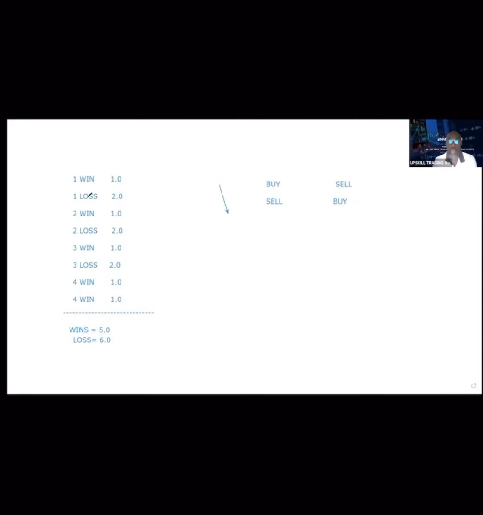But when I lose, I lose 2%. I lose too big, 2%, 2%, 2%. So at the end of 8 transactions, I'm losing. Why? Because my losses were bigger than my wins.